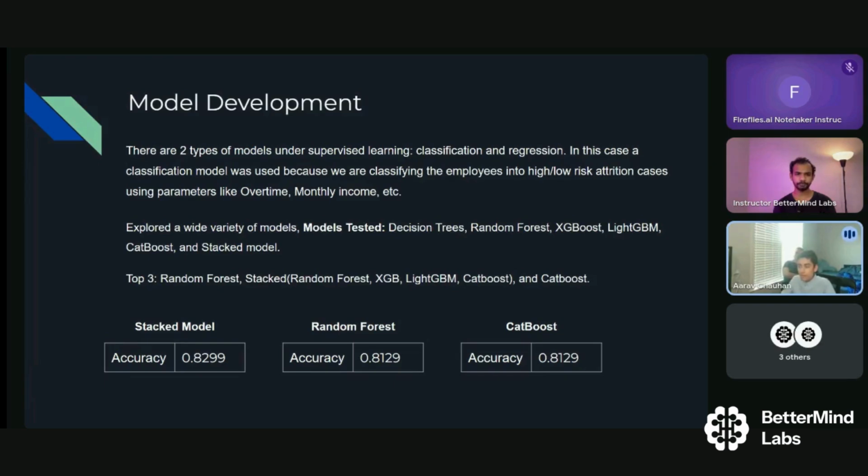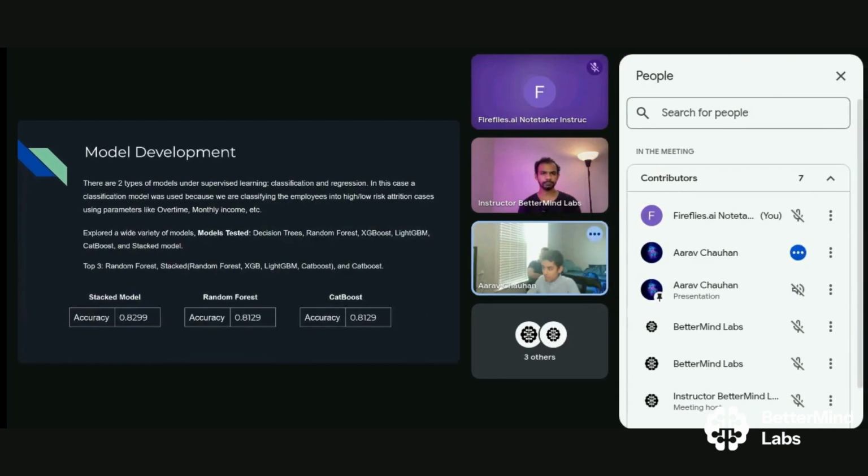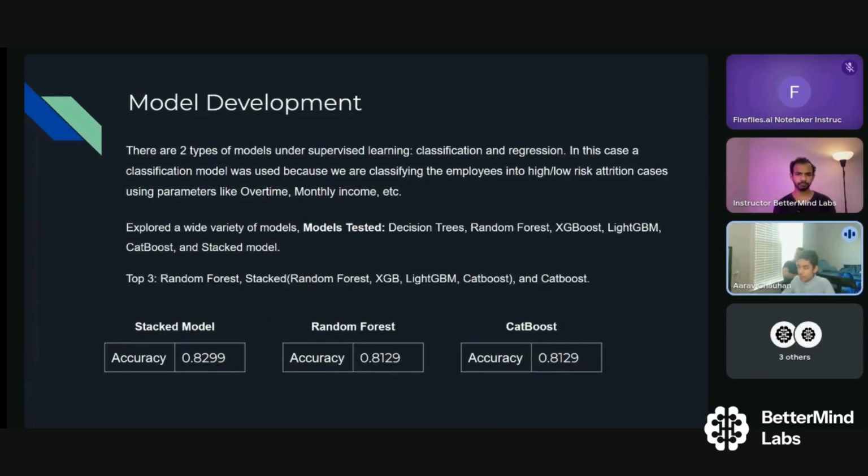The top three were random forest, the stack model, which contained random forest, XGBoost, LightGBM, and CatBoost, and then finally CatBoost. The stack model had an accuracy of 0.8299, and then random forest had an accuracy of 0.8129. CatBoost had the same accuracy as random forest, 0.8129.